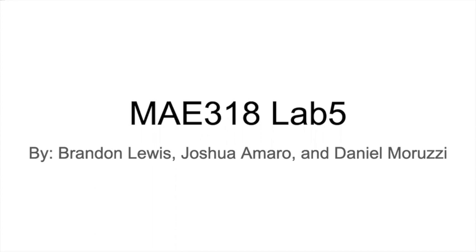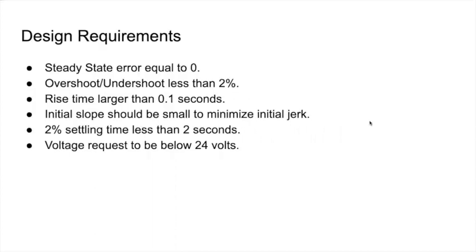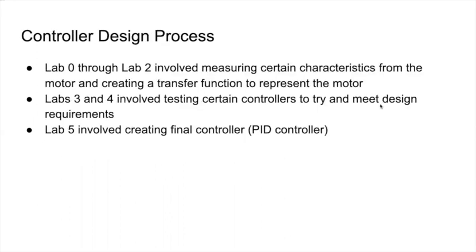This is Lab 5. With our design requirements, the customer stated that they want a steady state error equal to 0, overshoot and undershoot less than 2%, rise time larger than 0.1 seconds, and initial slope should be minimized in order to reduce jerk, and 2% settling time less than 2 seconds, and a voltage request below 24 volts.